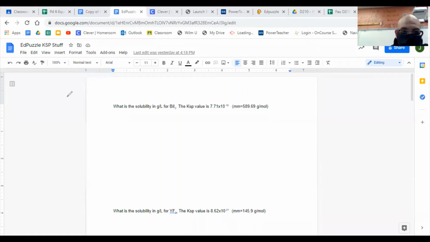So we have a couple steps to solve for Ksp here. The very first thing we want to do is write out the equation. Bismuth iodide, when placed in solution, will dissociate into bismuth plus 3 and 3 iodines. So that's our first step.